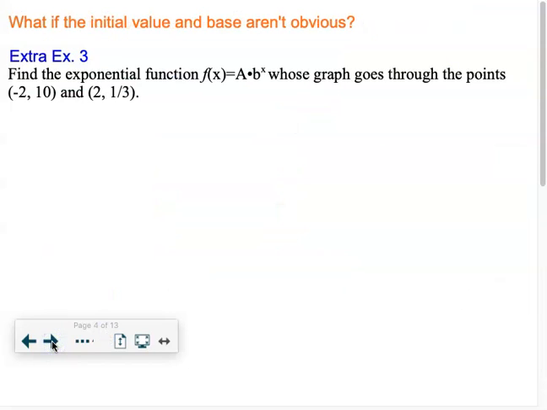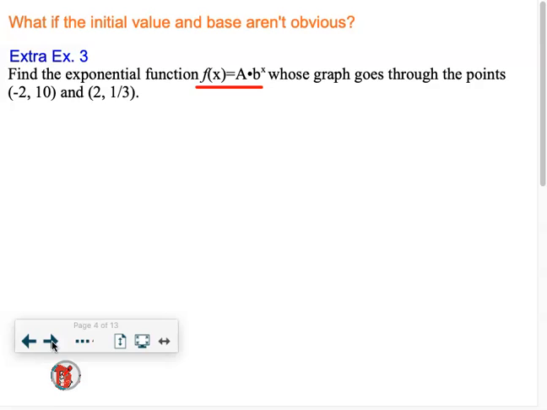Now, next up, we have example 3. And this one's a little tougher. What if the initial value and the base aren't obvious? I don't see a table. All I see is a setup. Find the exponential function f of x equals a times b to the x, whose graph goes through the points -2, 10 and 2, 1/3.